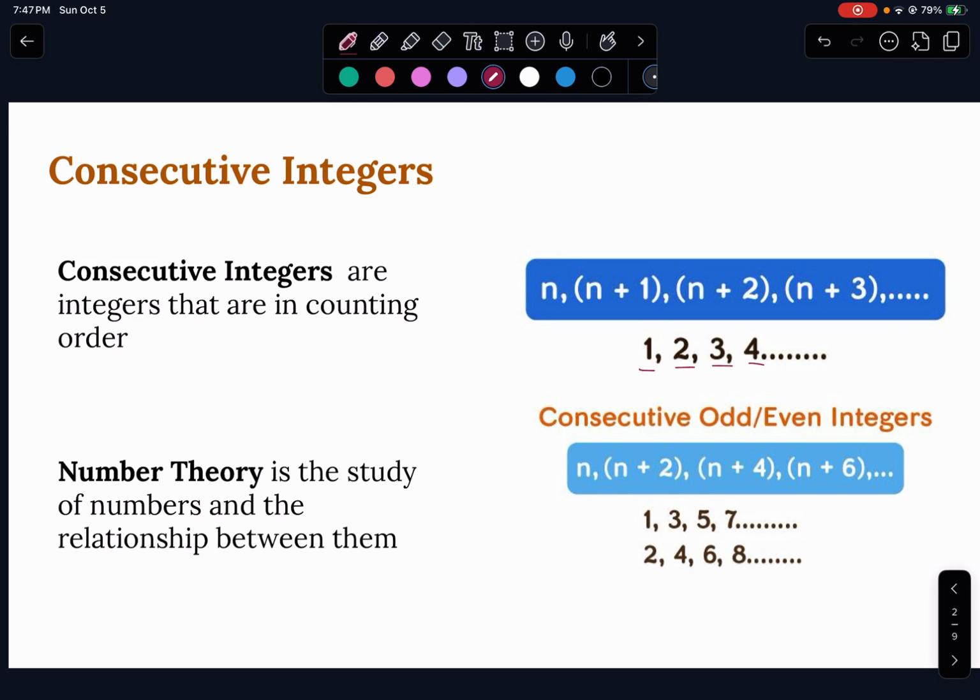We also can say consecutive odd integers, so that would be 1, 3, 5, 7. We're just listing the odd numbers in order. We can also say consecutive even integers, like 2, 4, 6, 8, 10, and so on. So yet again, we're just listing the even integers in order.